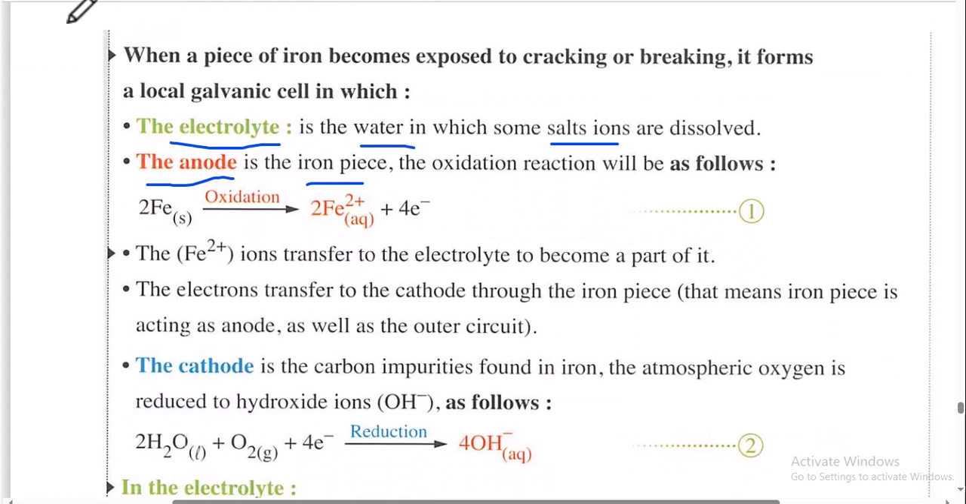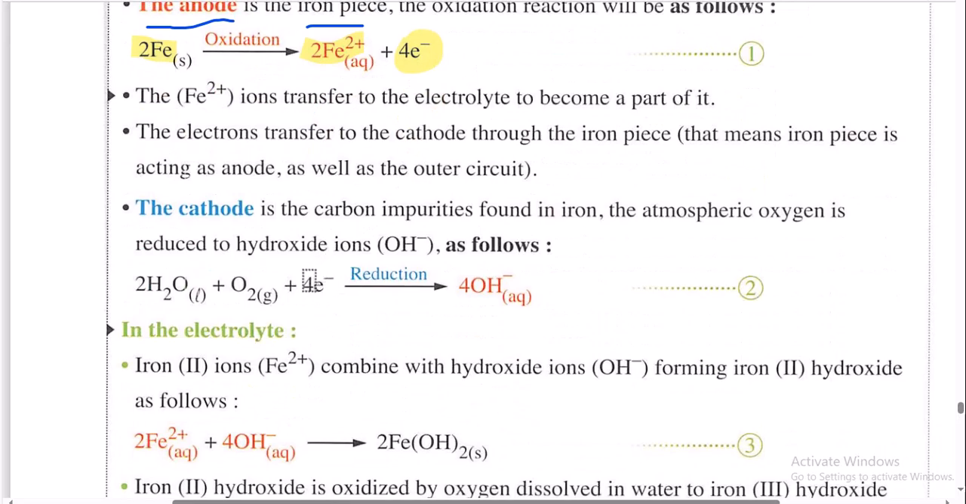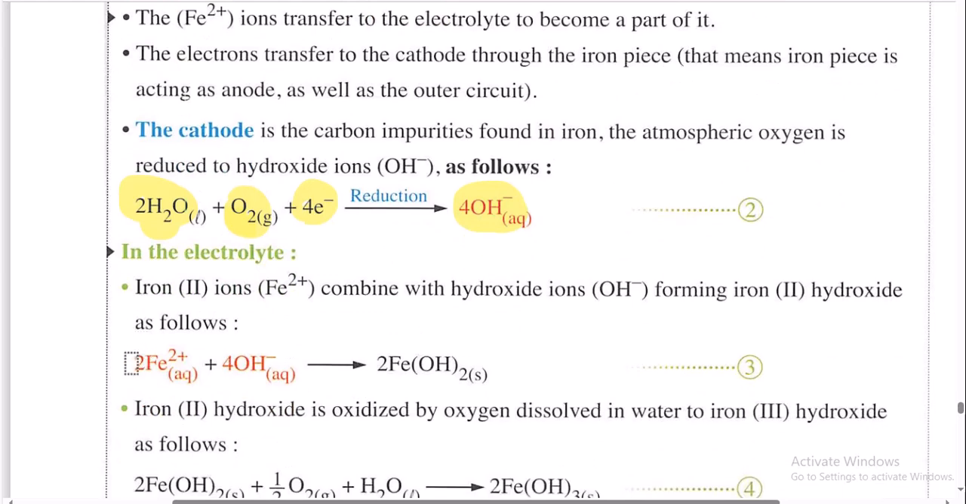So the anode reaction, as we have said, is iron oxidized into ferrous and 4 electrons released. So what happens in the cathode? These 4 electrons take 2 water molecules in the liquid form and 2 atoms of oxygen in the gaseous form to form 4 hydroxide ions. 2 ferrous ions arise from the reaction of the anode, and 4 hydroxide ions arise from the cathode part, then combine together to form ferrous hydroxide.